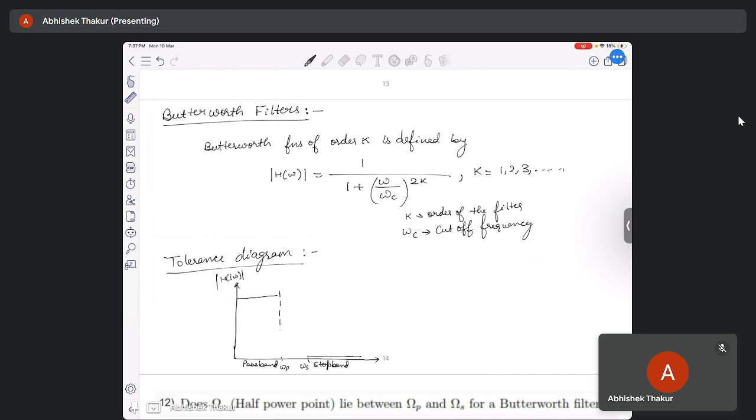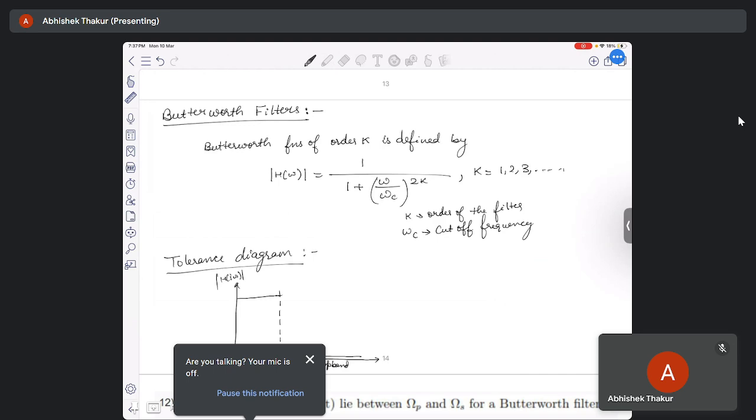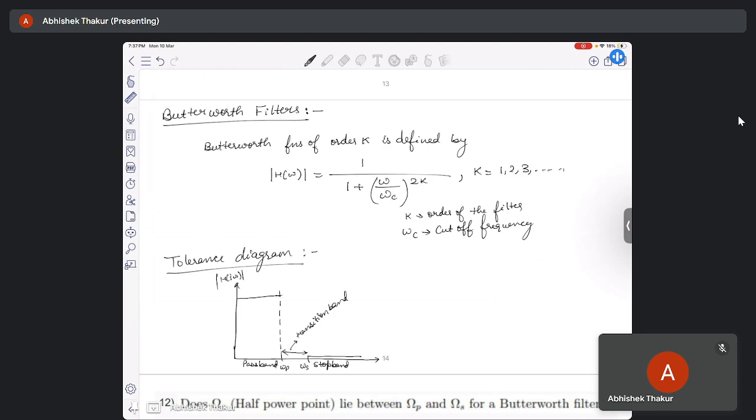First I will draw for the pass band. So what is this? This is our transition band. And this value is delta, and this is 1 minus epsilon. So here, epsilon and delta are the tolerance parameters. And this is the tolerance diagram of a low pass filter.